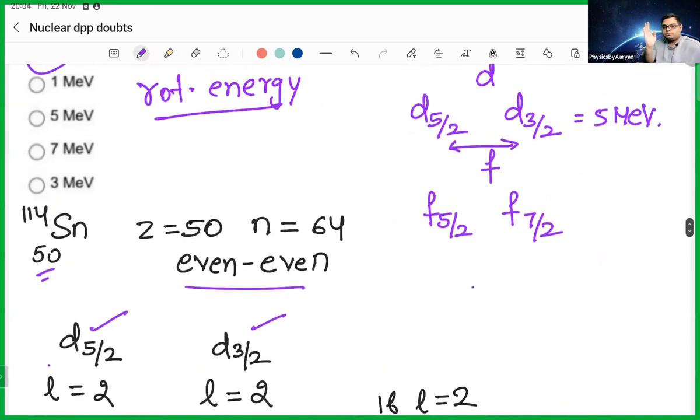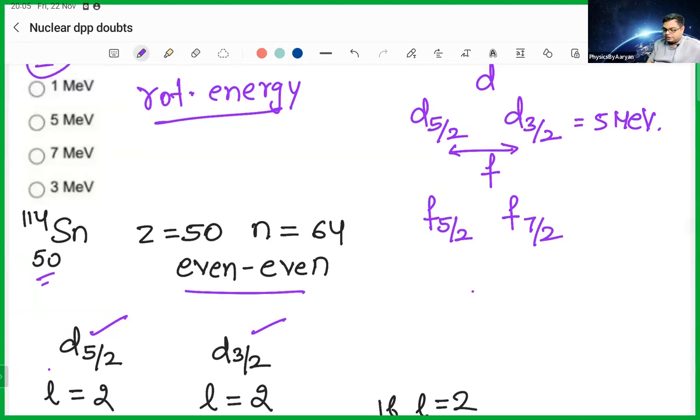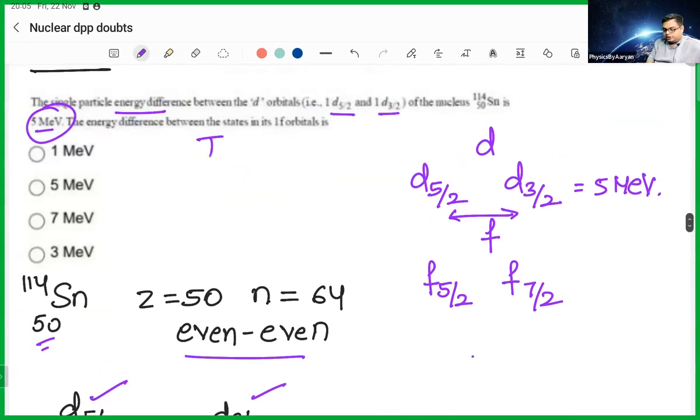So if d is going from 3 by 2 to 5 by 2, f will go from 5 by 2 to 7 by 2. Because L is increased by 1, right? So increased by 1, right? How do you get J? First of all, how do you get J?